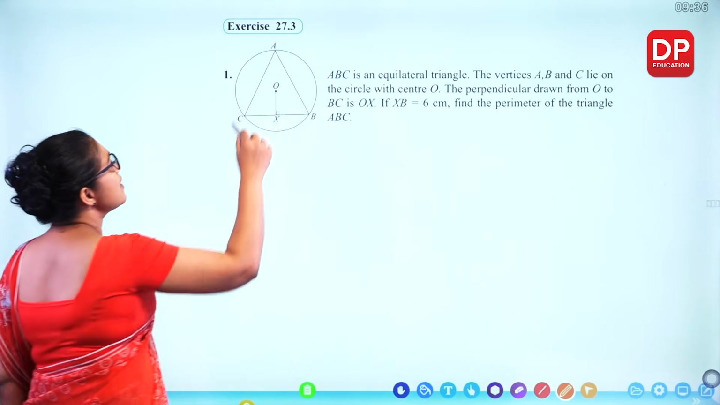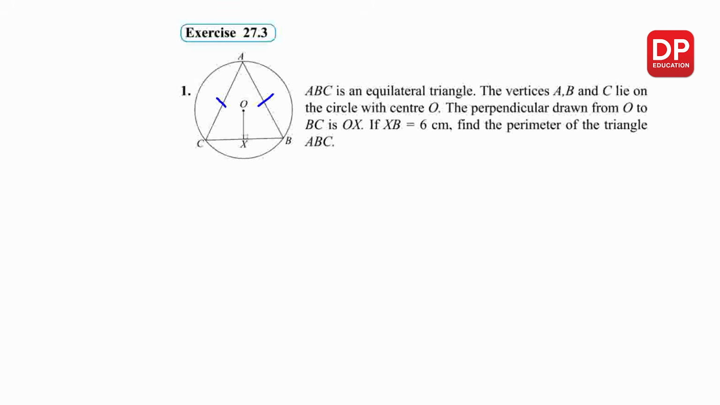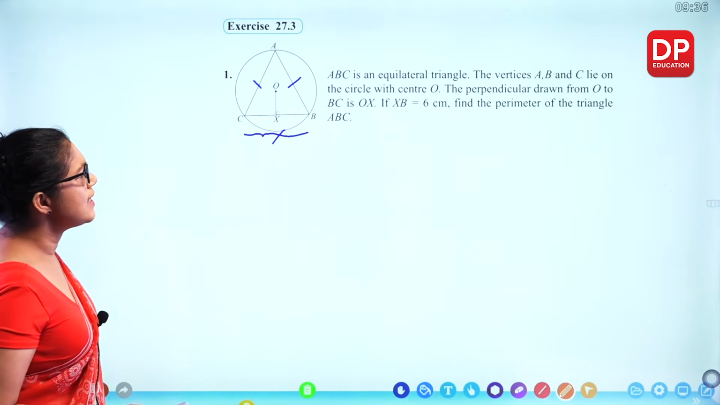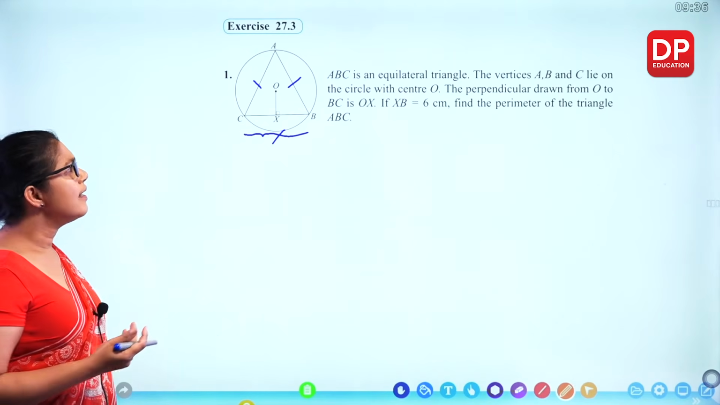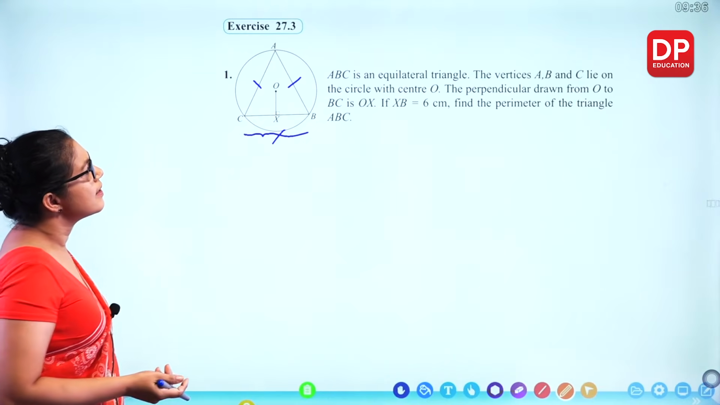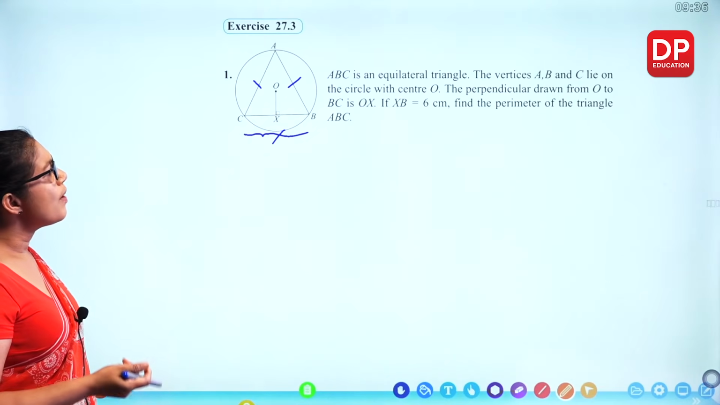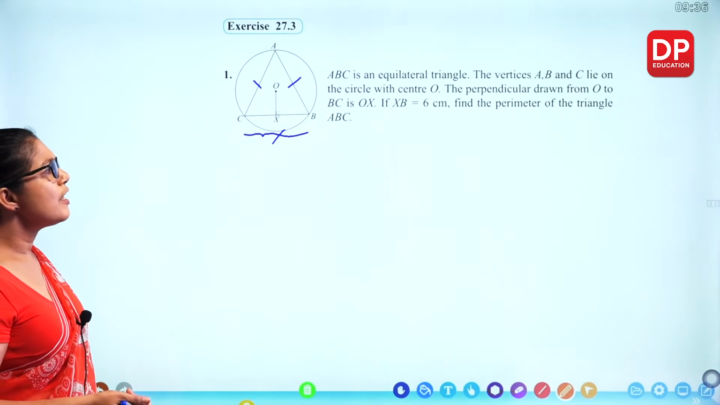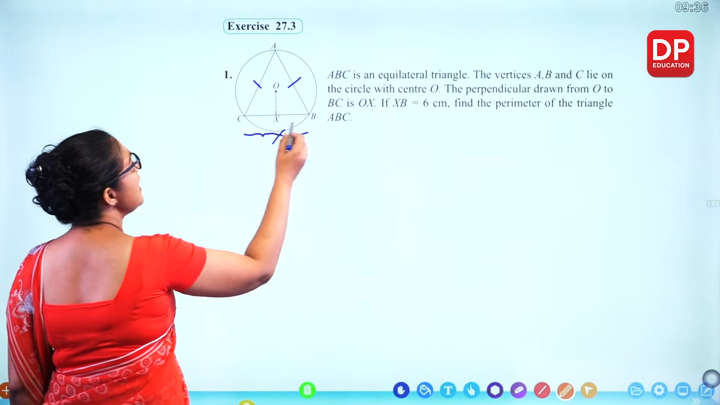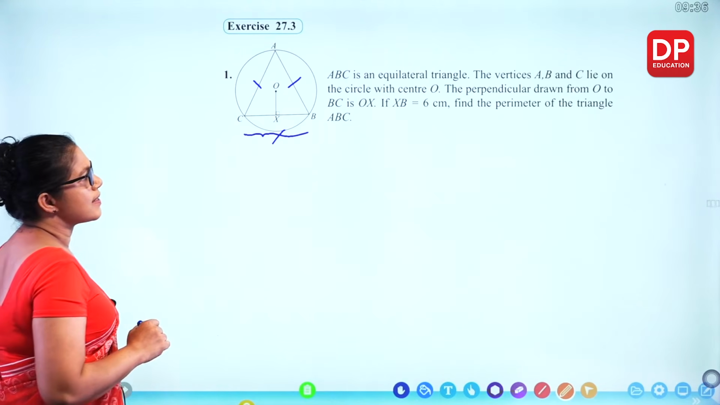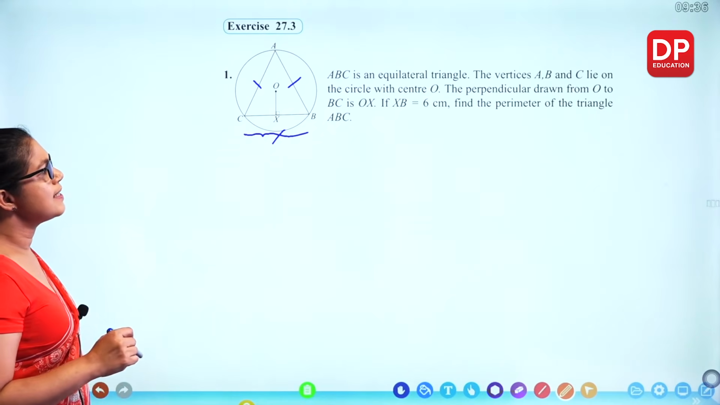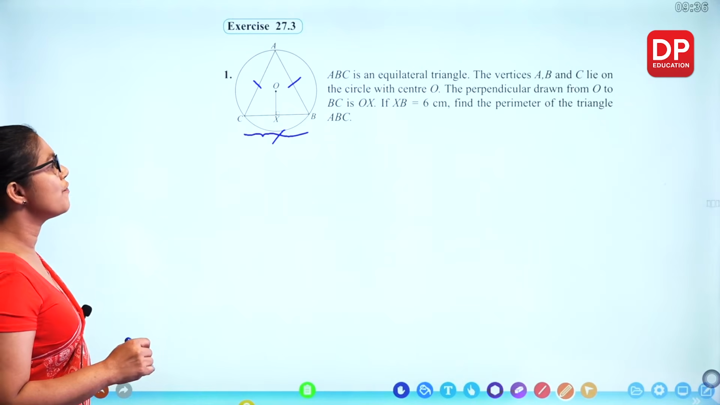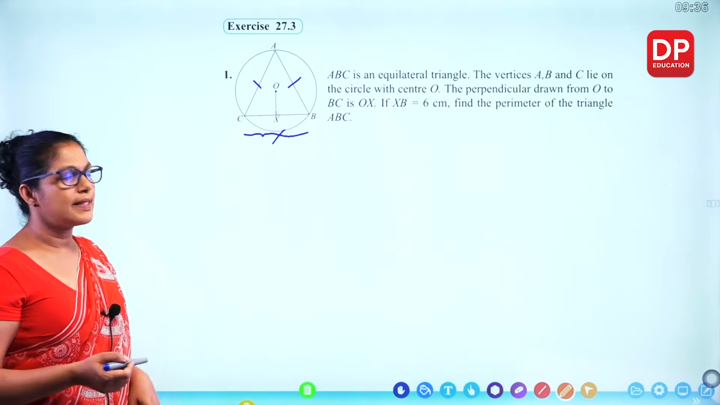So we can straight away mark all these sides are equal. And what else we know? We know all angles are 60 degrees. And it's given O is the center. The perpendicular drawn from O to BC is OX. And if XB is 6 centimeters, find the perimeter of the triangle ABC.